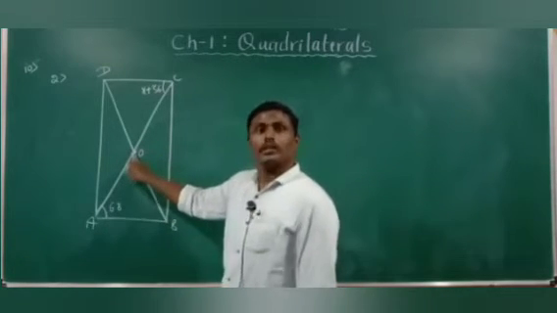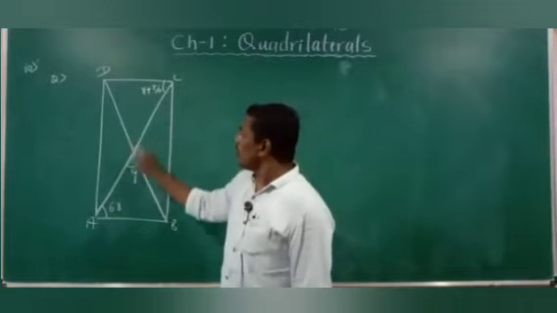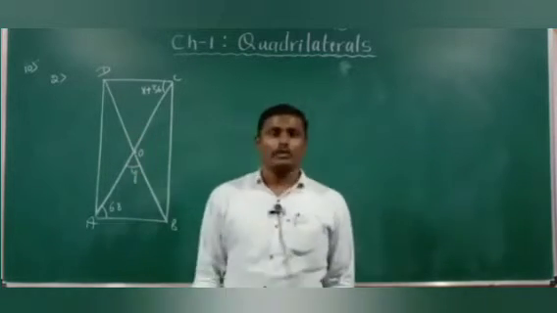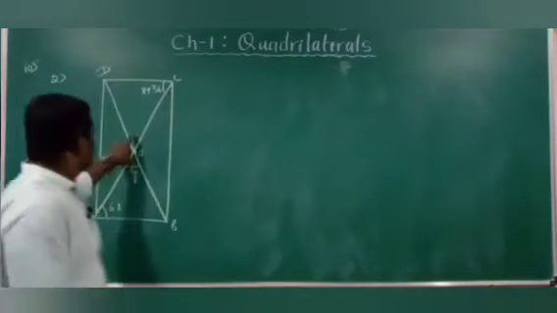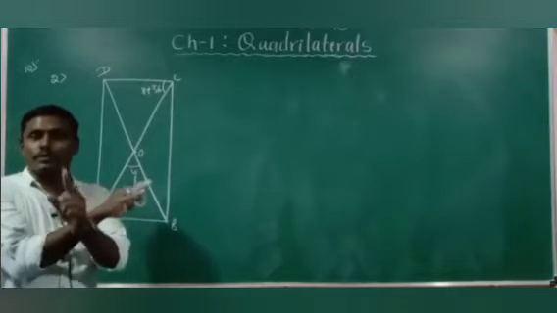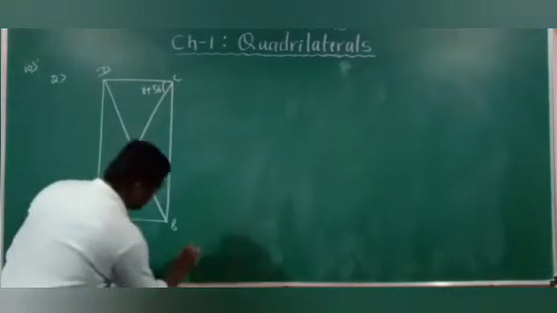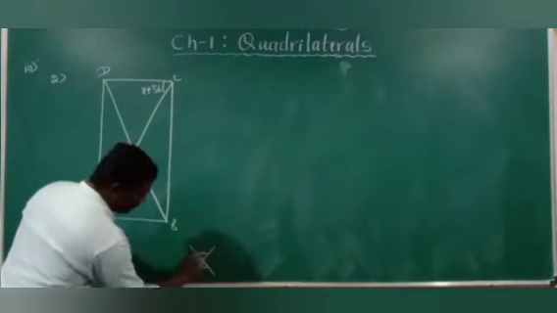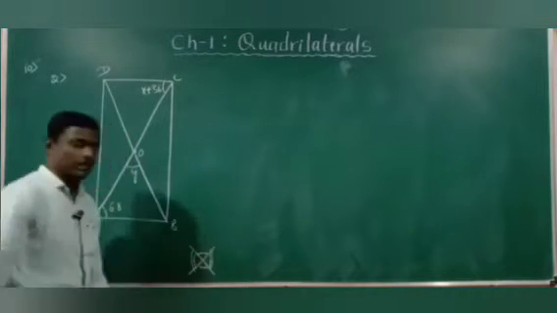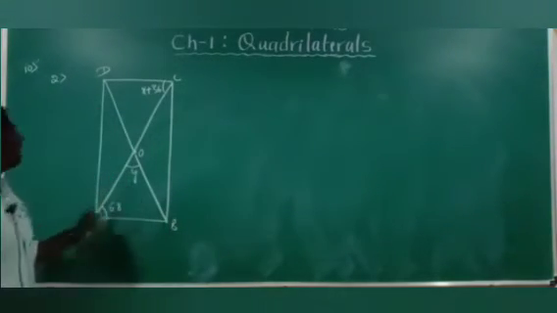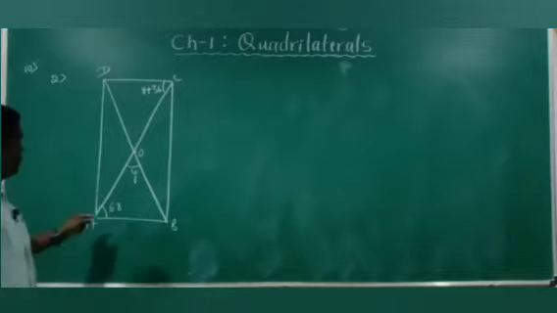So when two lines intersect, they form vertically opposite angles. So these two angles, Y and Y, are equal. Whenever two lines intersect, they form two pairs of vertically opposite angles like this. In that, the first pair of angles are equal and the second pair of angles are equal. Okay. Now calculate the X and Y values.